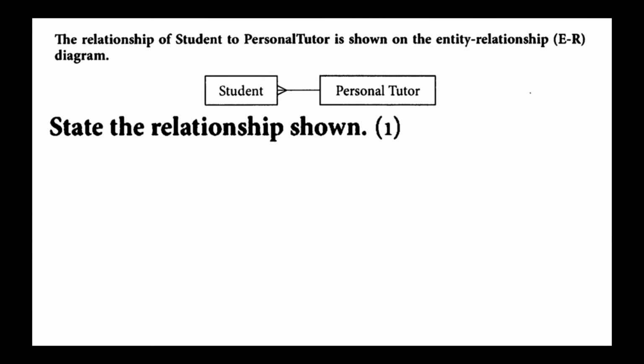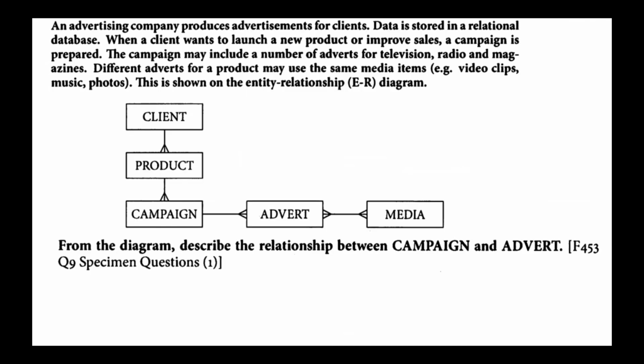The relationship of student to personal tutor is shown on the entity relationship diagram. This is a many to one relationship, and you have to get that exactly. You cannot draw it again, because what would be the point? So you have to do many to many correctly. Oh, describe the relationship. So it's not drawing, it's describe it.